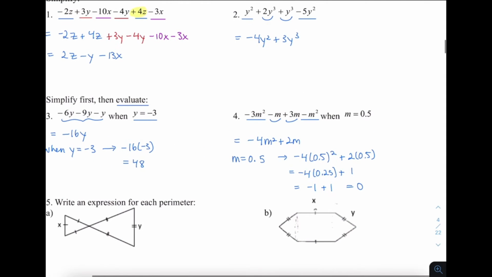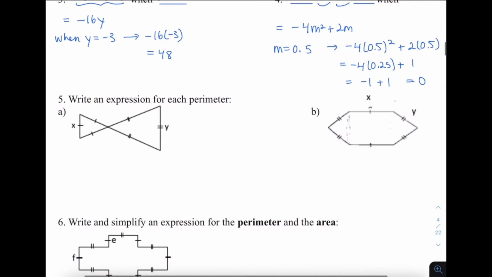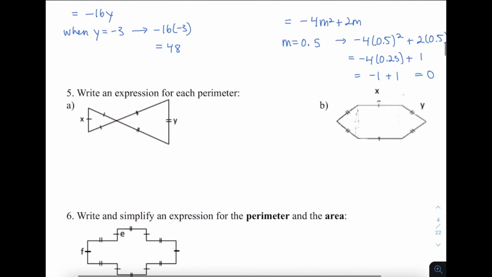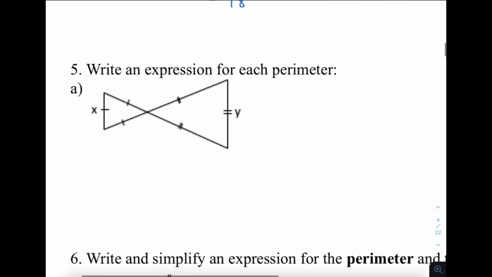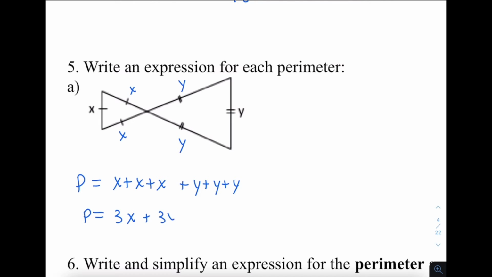Okay, so let's do a little bit of algebra now, where we're writing an expression for each perimeter. So here what we want you to remember is that when I use these dashed lines, it means that these lengths are the same. So I'm going to use P for perimeter, and I have 3 x's followed by 3 y's. So my perimeter in simplified form is 3x plus 3y.